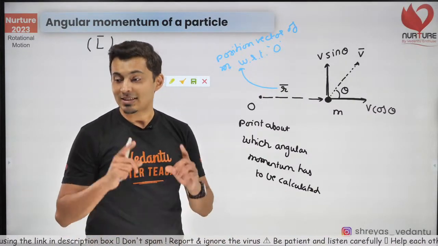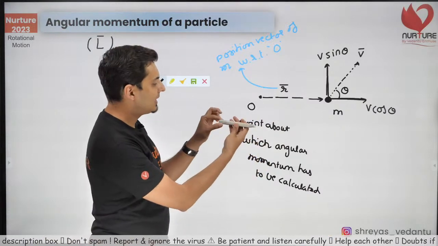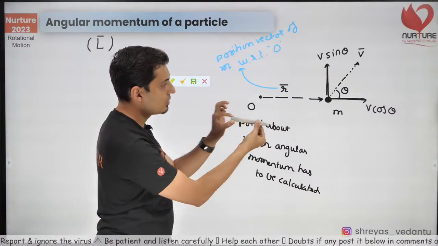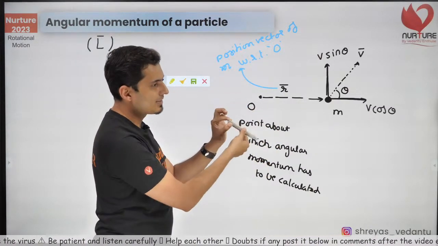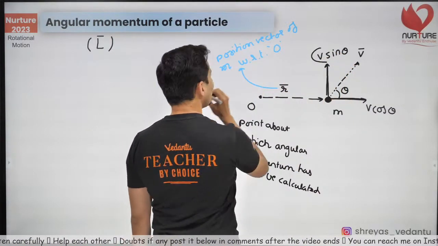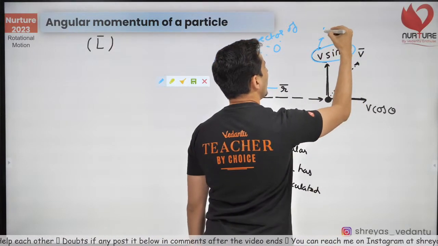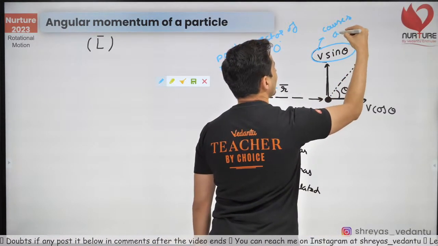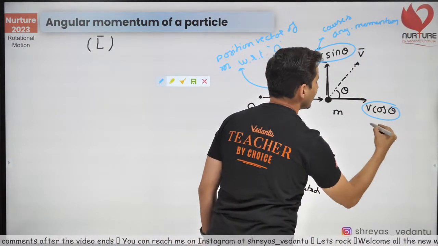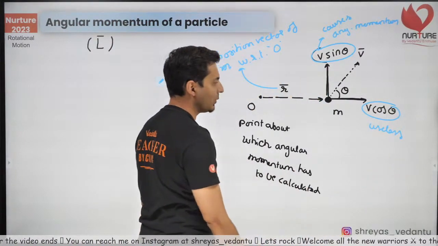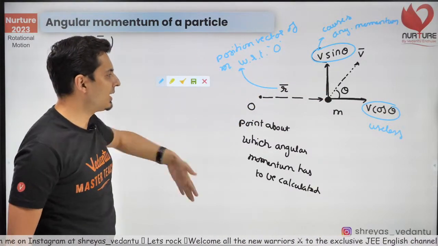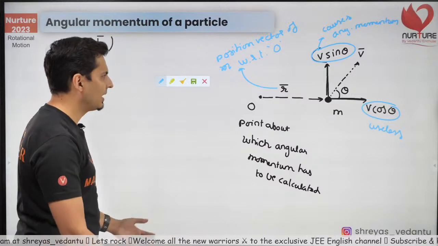I'll try to reply. Yes, V sin theta, not V cos. See, look at this. Imagine this is the pen. If I apply V cos theta, it just translates. It does not rotate. But V sin theta, it rotates. So V sin theta is responsible for angular momentum. Very, very important. And this V cos theta is useless, it's not useful for angular momentum. It's just there. We don't care about it.